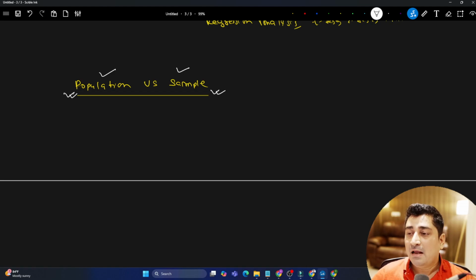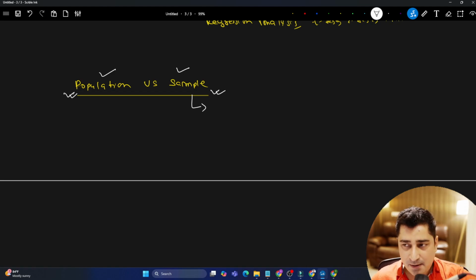Simple, right? Now, population data is anyhow going to be a true data set. But when we talk about a sample of the data, there are multiple approaches, multiple ways, and different kinds of techniques by which we try to collect a sample of the data. Let me write down a couple of techniques. There is a technique called simple random sampling.